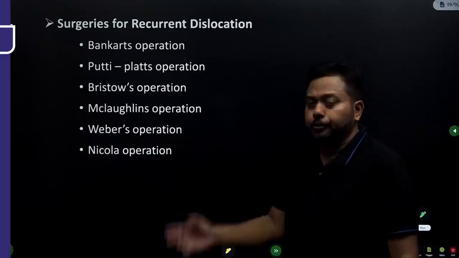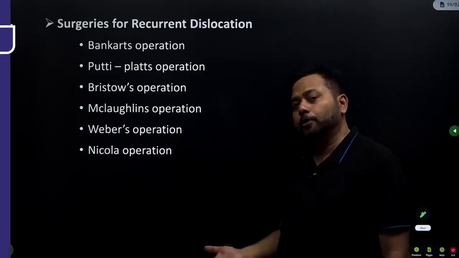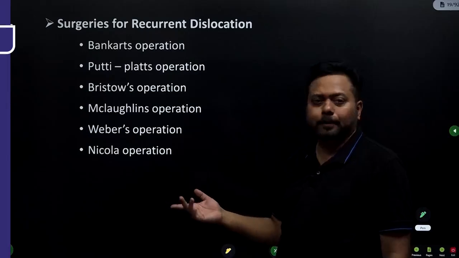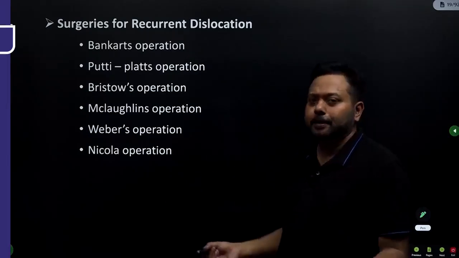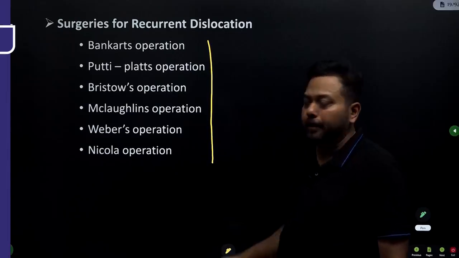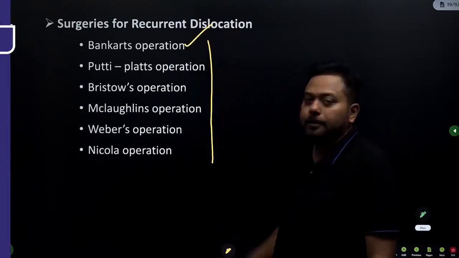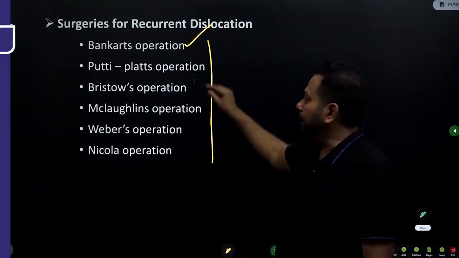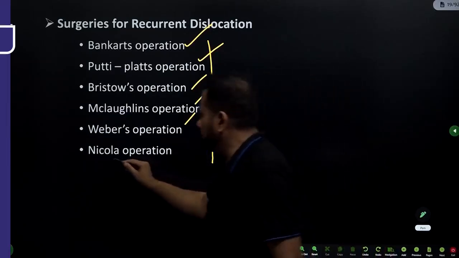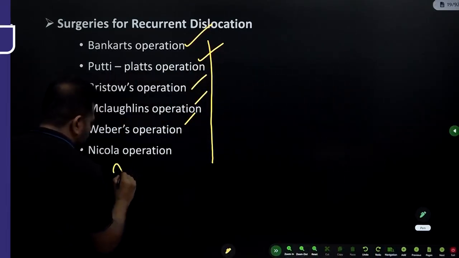Now, coming to surgeries. If the patient has recurrent shoulder dislocation, it cannot be treated conservatively like with Kocher's method. It needs surgery. Many surgeries are available. These six names are commonly asked in our Indian entrance. Most acceptable surgery, Bankhart's operation. Second accepted, Putti-Platt, then Bristow's, McLaughlin, Weber's. This is not Nicola, this is Nicola Nicolandi.